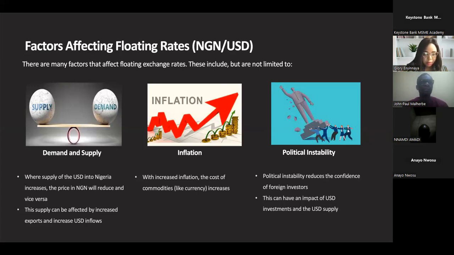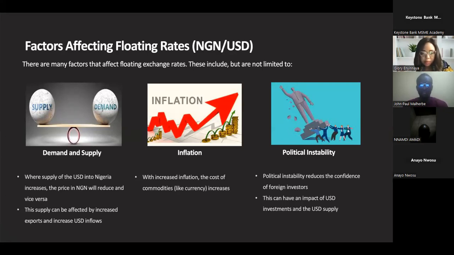So if, for example, for some reason, supply of dollars into an economy, say Nigeria, increases, maybe more people are exporting and earning in dollars, more foreigners are investing in Nigeria, and then there's an influx of dollars, it means that there'll be more dollars within the economy, and therefore it will reduce the rate at which the dollar exchanges, because it has become less scarce, and vice versa. When it becomes more scarce, it increases the value at which a dollar will exchange for a naira. There are so many things that can affect demand and supply, increased exports, USD inflows, and all of that.